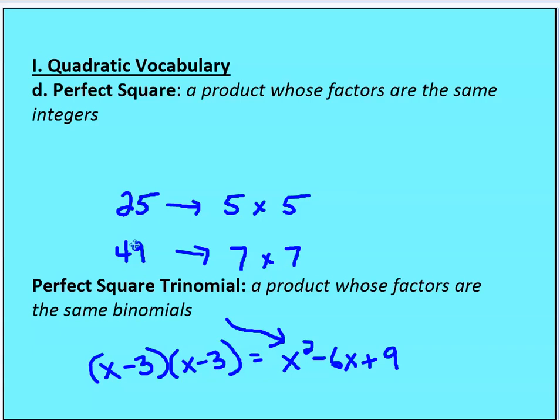So a perfect square is a product, 25 or 49, whose factors, 5 times 5 or 7 times 7, are the same integers. A perfect square trinomial is a product whose factors are the same binomials. So in this case, I have two binomials that are the same. So two terms, x minus 3 and x minus 3, multiply together, give me x squared minus 6x plus 9.